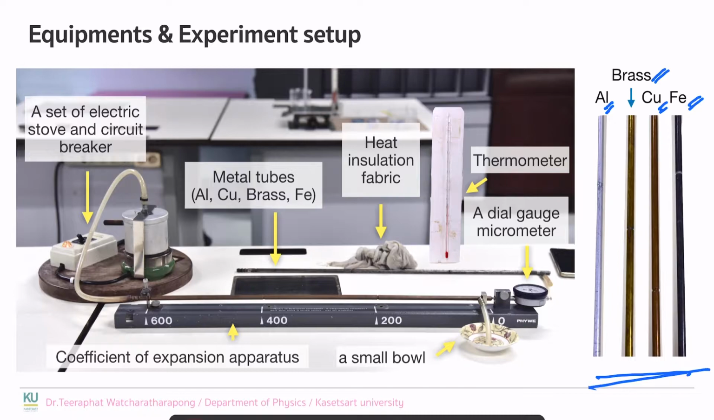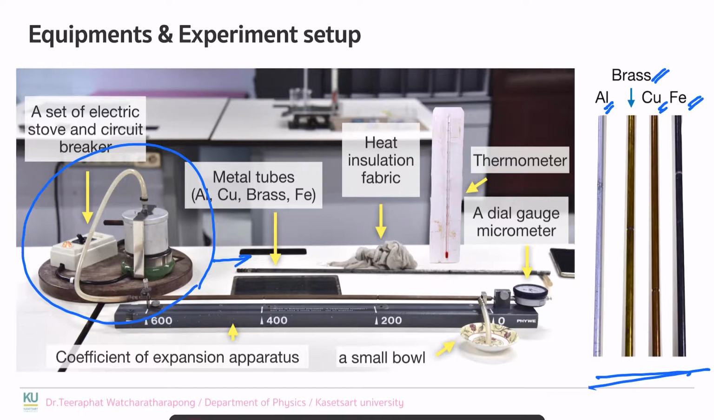This is because we're going to flow some hot water steam to adjust the temperature of the metal to observe the thermal expansion. As we need to flow the water steam inside this tube, that means we have to boil water as well. That's why we also need an electric stove that connects to the circuit breaker, and this is for safety reasons.